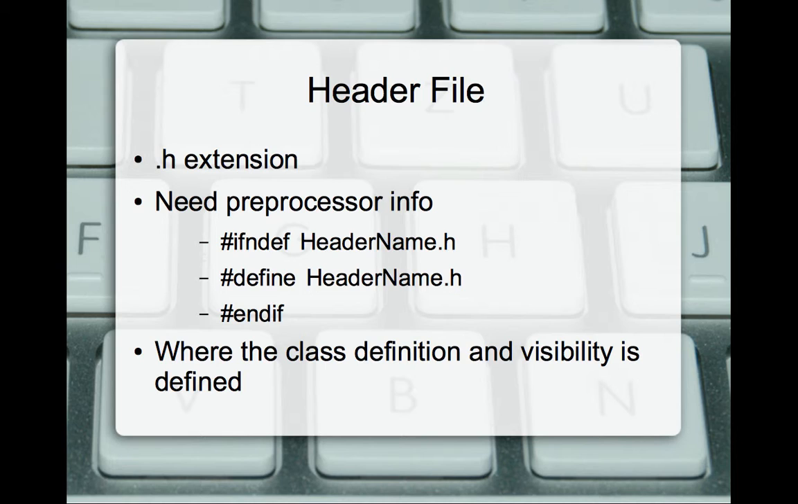In a header file, unlike in Java, in C++, this is the only spot where we put our visibility and our definition of class. So we define our visibility sections in the header file, and we define the actual class itself in our header file. And it is a very different way of defining the class in Java than it is in C++. So we're going to see that here in just a bit.